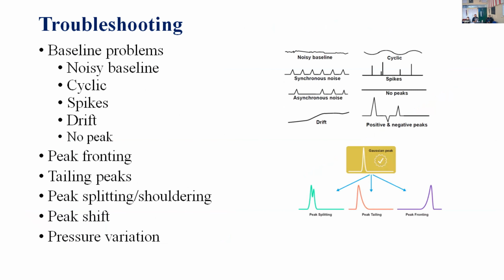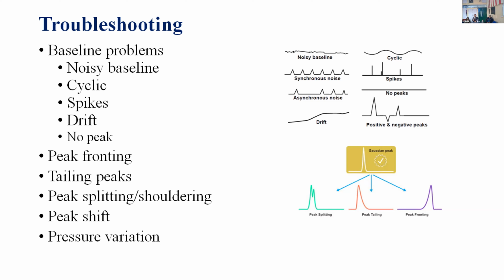So during the development of a method, we face some troubles, like some problems with the baseline: we see a noisy baseline, cyclic baseline, spikes in the baseline, and drift in the baseline. A noisy baseline is basically due to air bubbles present in the mobile phase, or in the pump or any tubing. Noise can also come from contamination, a bad condition of the column, or bad preparation of our sample.